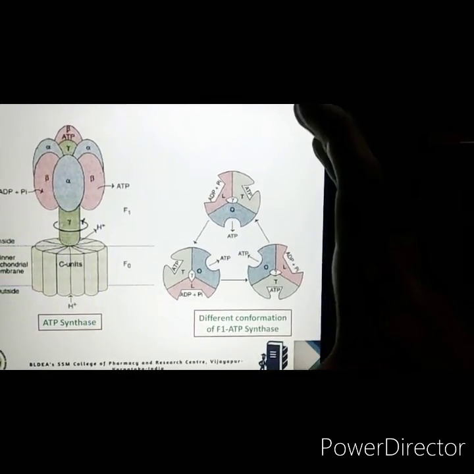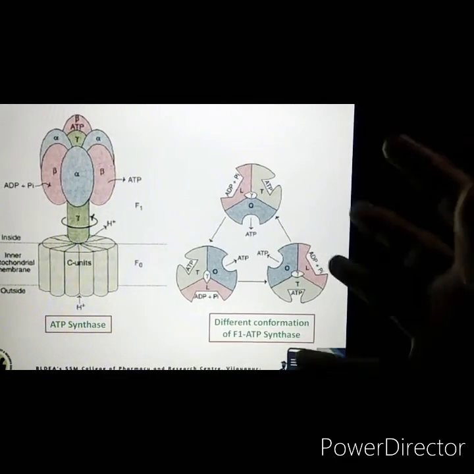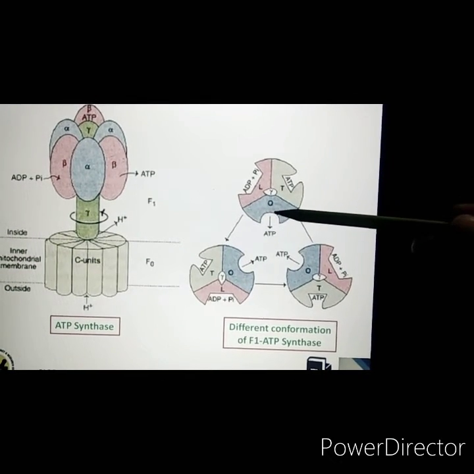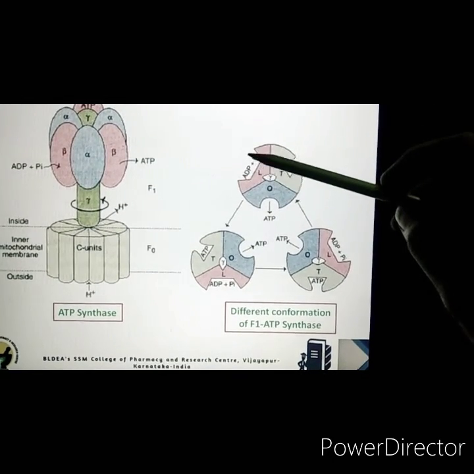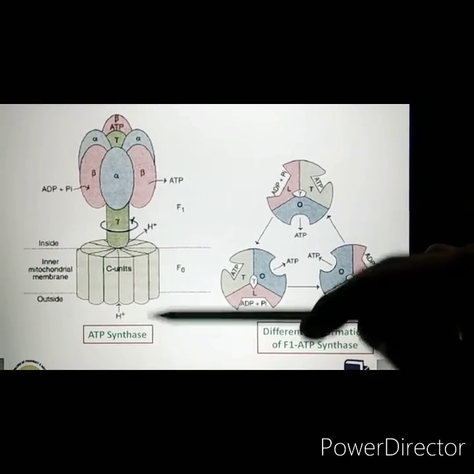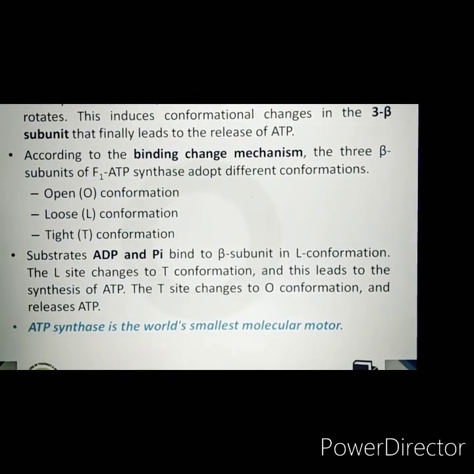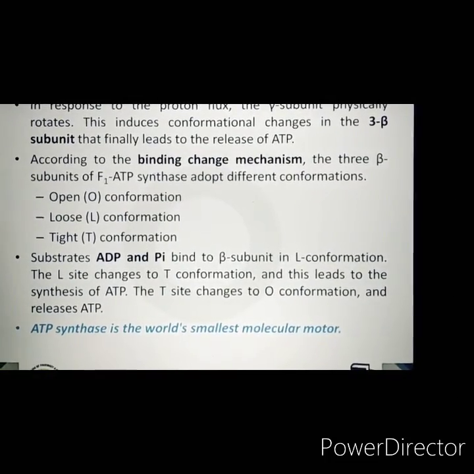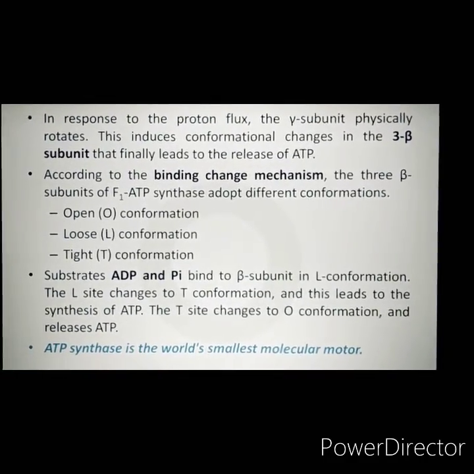So we have the loose conformation, tight conformation and open conformation. During the open conformation, ATP molecules are released. So loose to tight and then tight to open. Again the open conformation relaxes to become loose, wherein ADP and phosphate come and bind. The cycle continues until the protons are being effluxed from the intermembrane space to the matrix. So this ATP synthase enzyme is known as the world's smallest molecular motor. It is the smallest molecular motor present in biological systems.